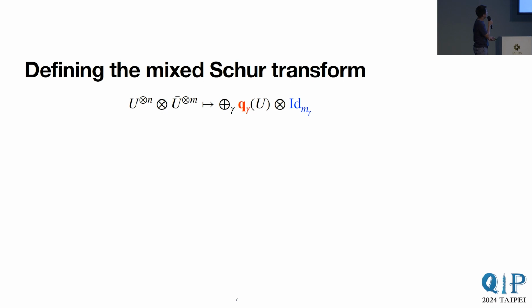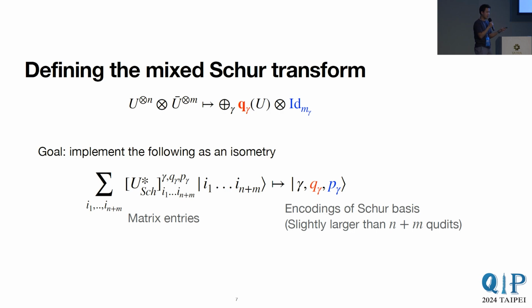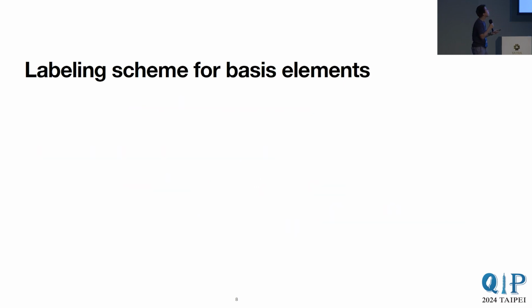So let me now describe the construction in more detail. So the goal is to implement the following map as an isometry. So if the input of the isometry is a linear combination of computational basis states, where the coefficients are the matrix entries of the mixed Schur transform, then we want to map the state into a bit string that basically tells us the original state would have been this state in the Schur basis. So we need now to come up with an encoding scheme to encode this Schur basis.